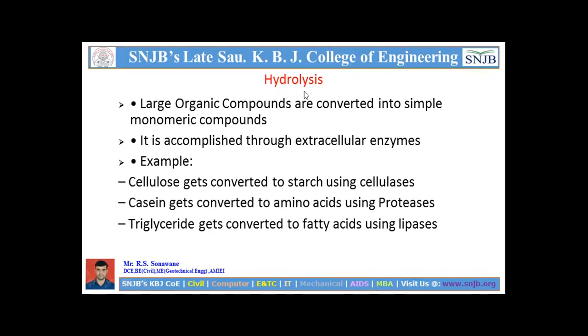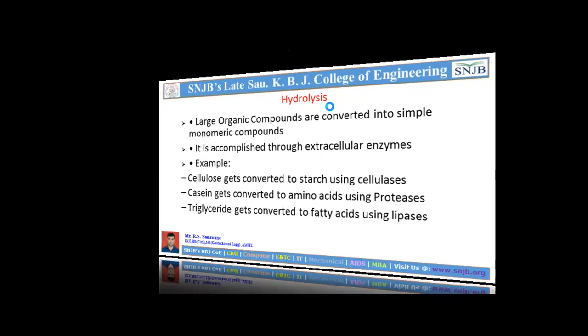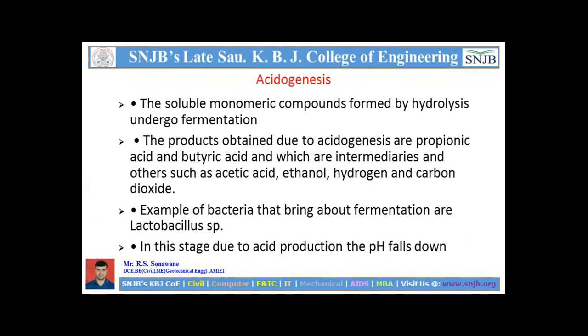That is called as what? Hydrolysis stage. Then secondly, the stage is acidogenesis. In the acidogenesis stage, the soluble monomeric compounds from the hydrolysis undergo fermentation. Okay, those soluble monomeric compounds are produced by what?